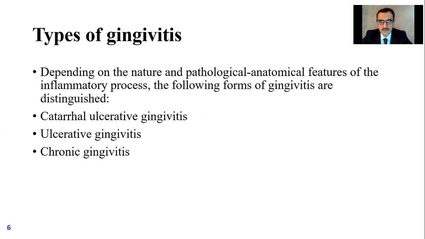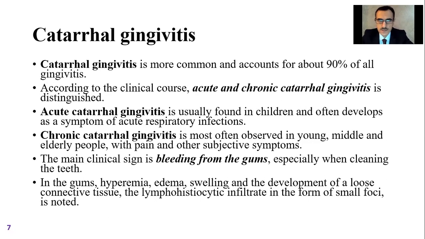Depending on the nature and pathological anatomic features of the inflammatory process, three types of gingivitis are distinguished: catarrhal, ulcerative, and chronic gingivitis. Catarrhal gingivitis is more common and accounts for about 90% of all gingivitis. There are acute and chronic catarrhal gingivitis. Acute catarrhal gingivitis is usually found in children and often develops as a symptom of acute respiratory infections. Chronic catarrhal gingivitis is most often found in young, middle-aged, and elderly people, with pain and other subjective symptoms.